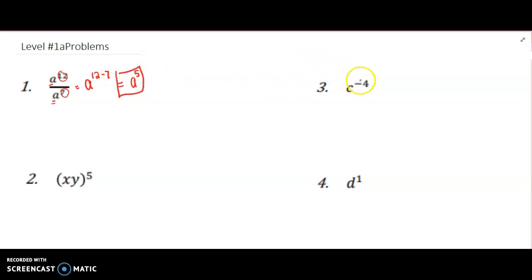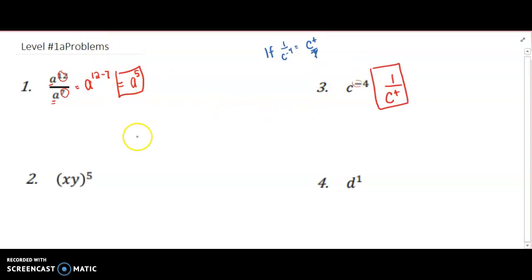Okay, over here, anytime we have a negative exponent, we can turn it positive by doing 1 over that. If it's in the numerator, we can put it in the denominator. But if it's in the denominator, like if this was 1 over c to the negative 4th, we could just move it to the numerator and it would be positive, or just c to the 4th. But this answer here is 1 over c to the 4th.